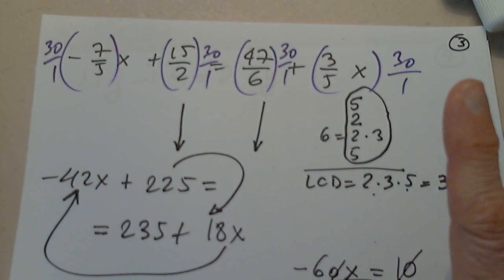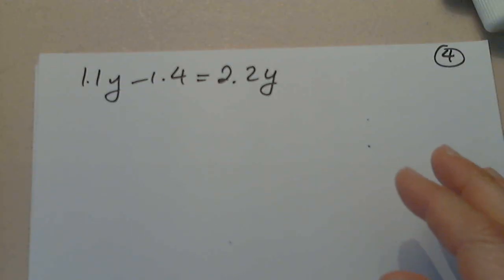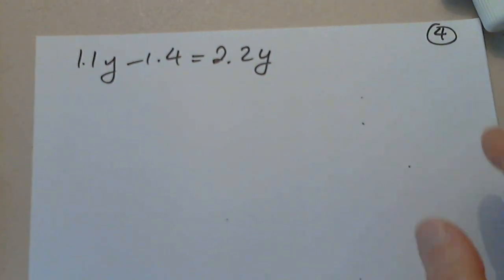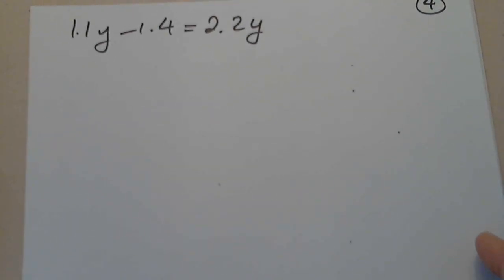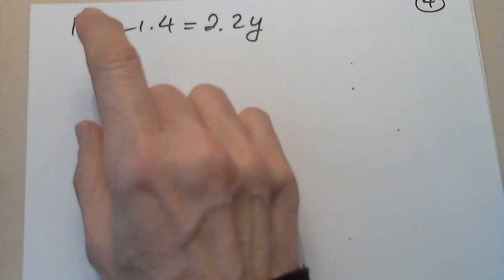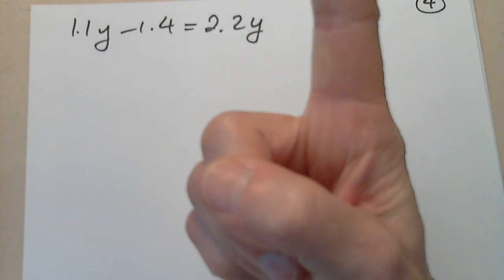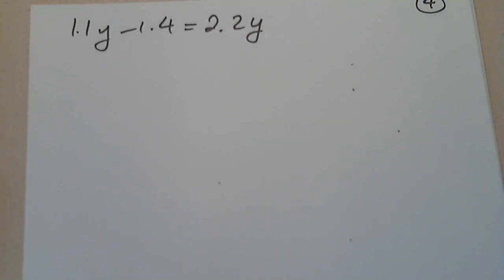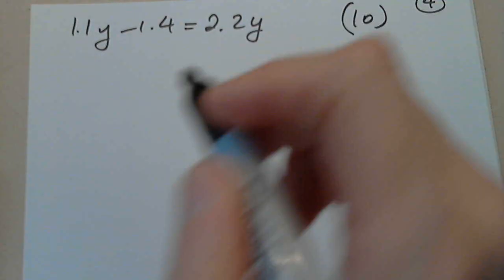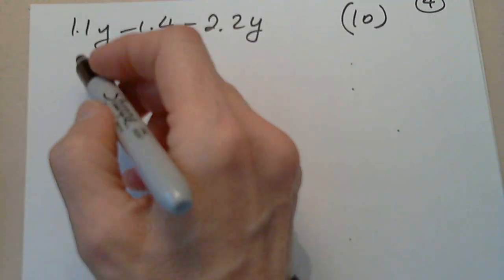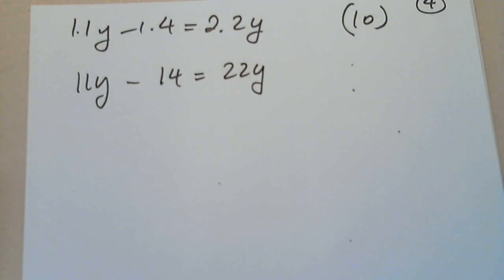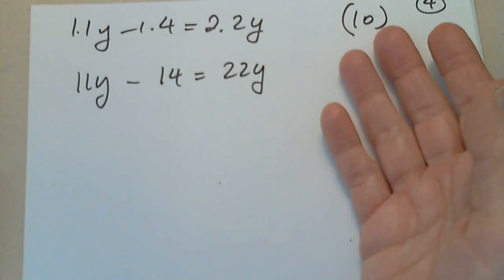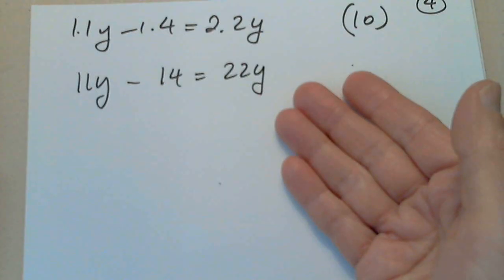The same idea here. I don't want to work with decimal numbers. Is it wrong? No. Is it the only way? No. Can you work with decimal numbers? Go ahead. I just want to show you a different method. I see each of these numbers has one decimal digit. To clear one decimal digit, I need to multiply everything by 10. This becomes 11y, this becomes 14, and this becomes 22y. Again, in one simple step, I went back to integers.